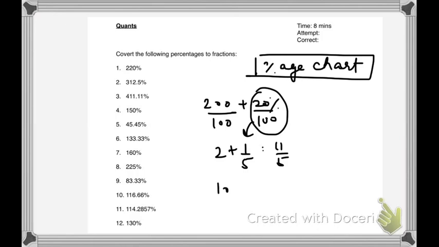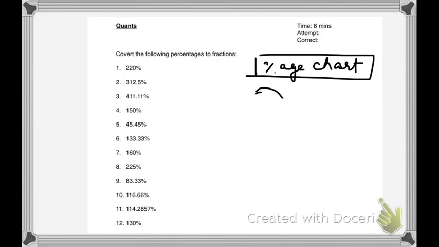Okay, so now we move on to another example, that is 133.33%. So you break this 133.33 into 100 plus 33.33%. This 100 will give you 1 and this 33.33 will give you 1 by 3, and the corresponding fraction will be 4 by 3.